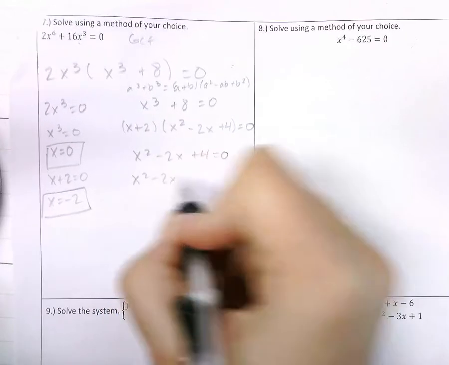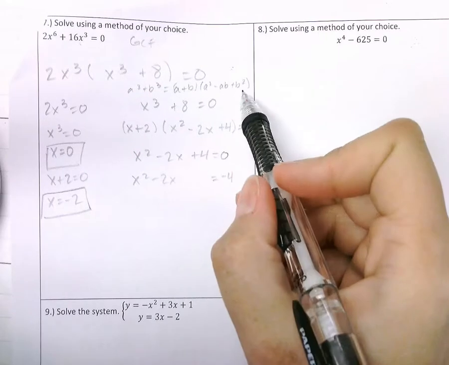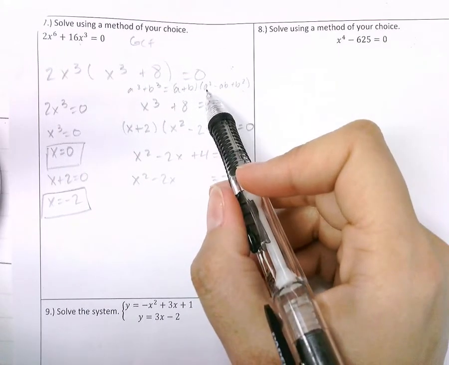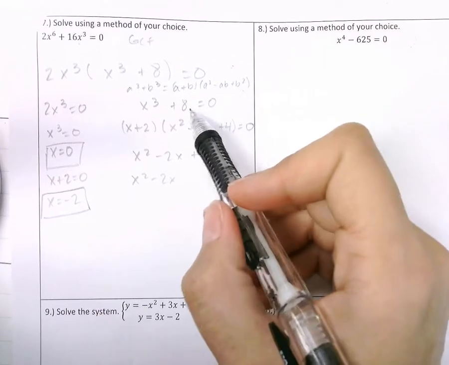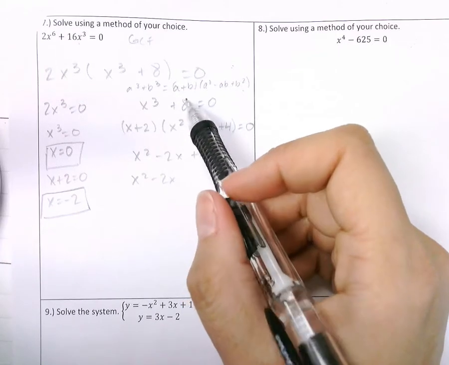How'd you get x plus 2 and x squared minus 2x plus 4? That's the sum of cubes. It's a formula. A is x, and B is 2. Is A always x and B always 2? Not necessarily, no. Then how do you determine that?